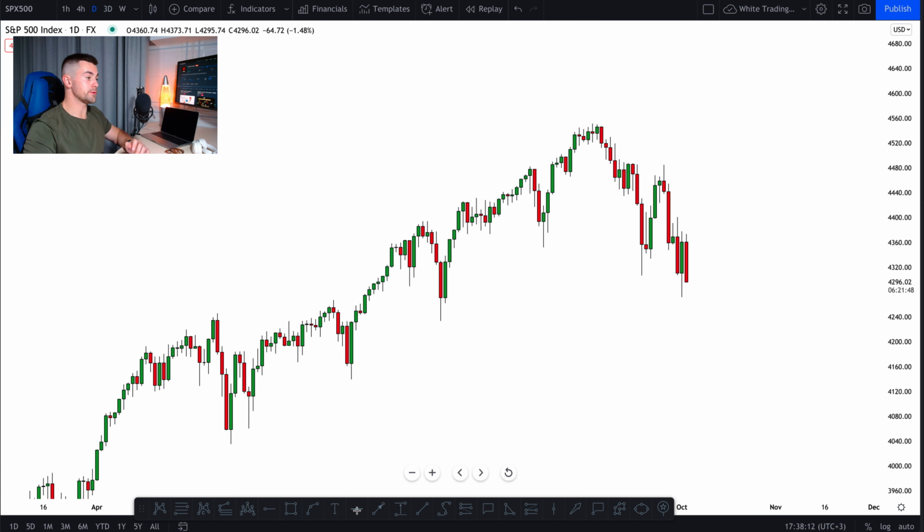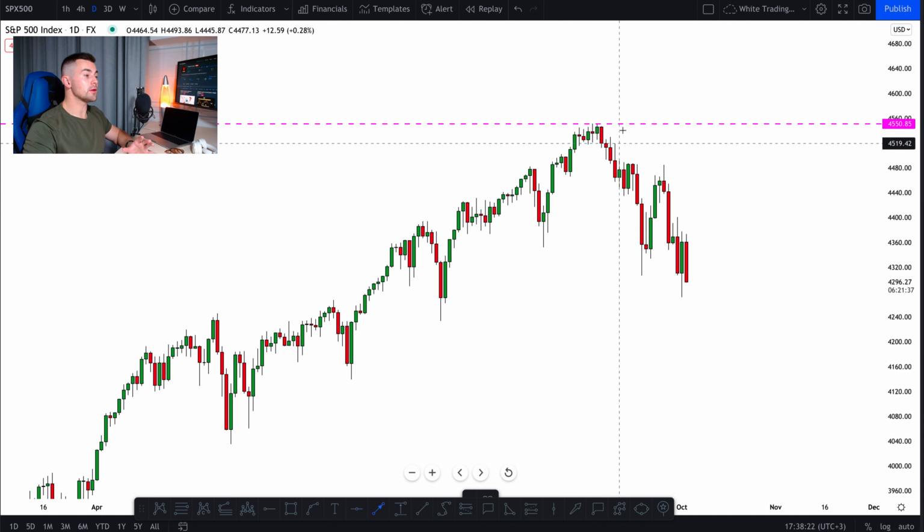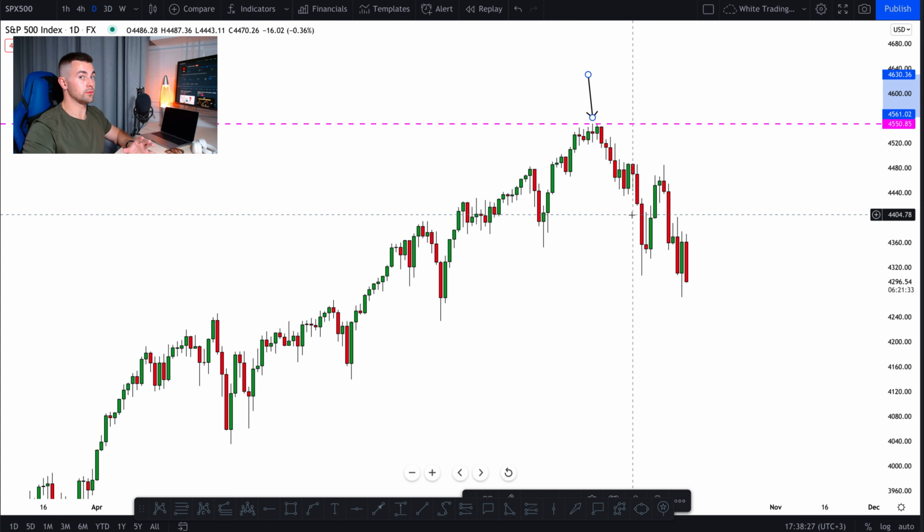First of all, the market is trading in a long-term bullish trend. The market is growing like crazy. Yes, that is the fact. And here's our all-time structure high. Reaching that structure high, we see that the market started to fall. Yes, we saw quite a strong bearish rally.